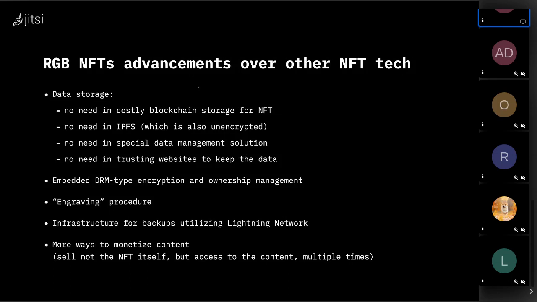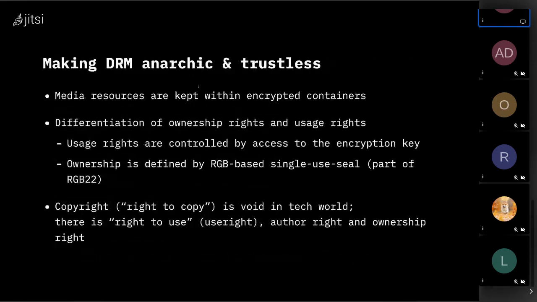The second thing that we will discuss on the next slides is embedded digital rights management, type of encryption and ownership management. Let's discuss that on the next slide. Engraving procedure, absent in the other NFT solutions. Again, there is no place for them to store those engravings. Infrastructure for backups utilizing the Lightning Network, and many more ways to monetize the content of the NFT, because you have the ability to sell not the NFT ownership, but the access and use rights, and do that multiple times. So I will explain that on this slide.